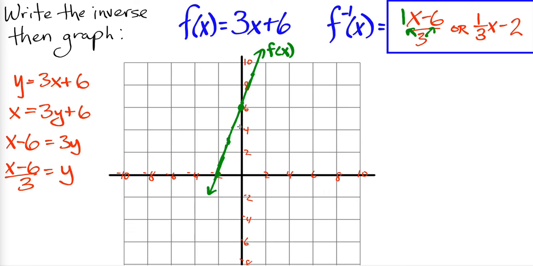So that green line is 3x plus 6, which is the original function. And then if I want to find the inverse, I know it's going to hit at 6, 0 because the other one hit at 0, 6. The inverse is 1/3 x minus 2, so the y-intercept is -2. And then a slope of 1/3 would be up 1, right 3. Up 1, right 3, up 1, right 3.